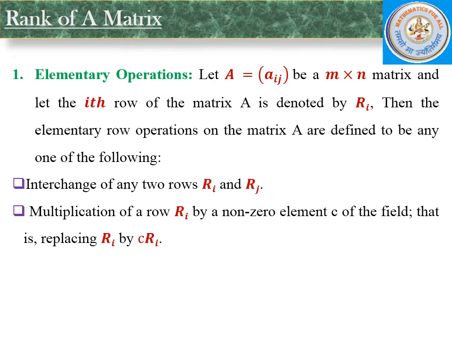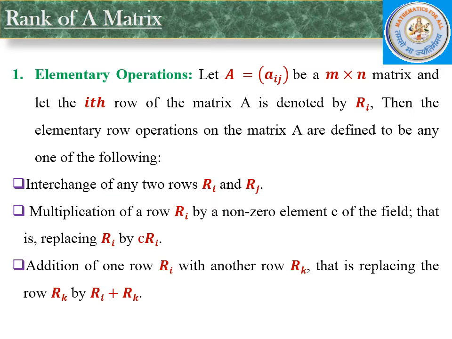Next, we can multiply by some non-zero element C to any row. Suppose we are taking Ri, so we can write Ri is equal to C into Ri. It means we are multiplying Ri by a non-zero number. And we can add any two rows in the place of one. Suppose we write here addition of one row Ri with another row Rk. It means we are replacing Rk by Ri plus Rk. So in such a manner we can apply the elementary row operation.